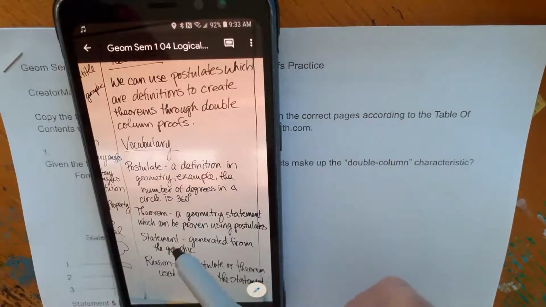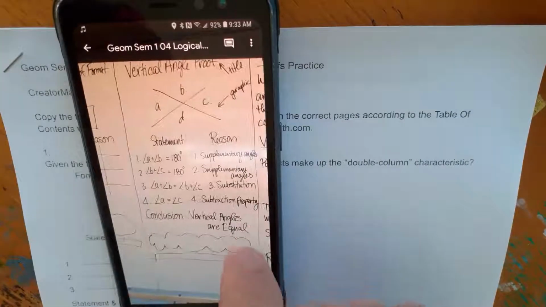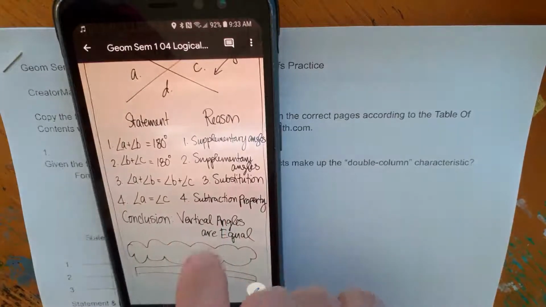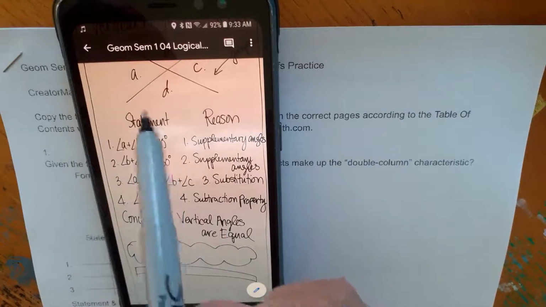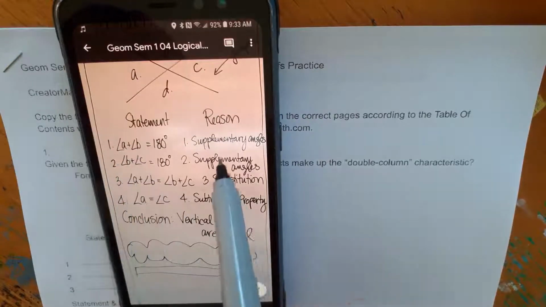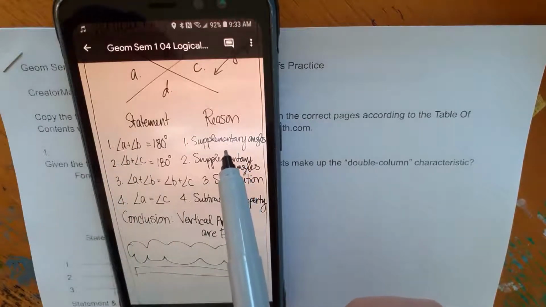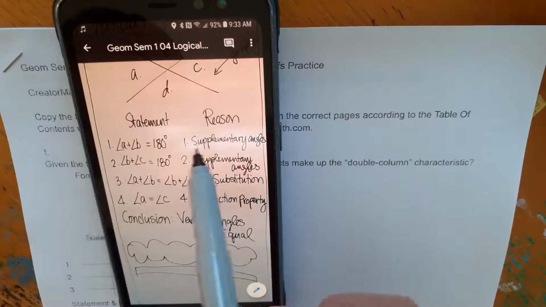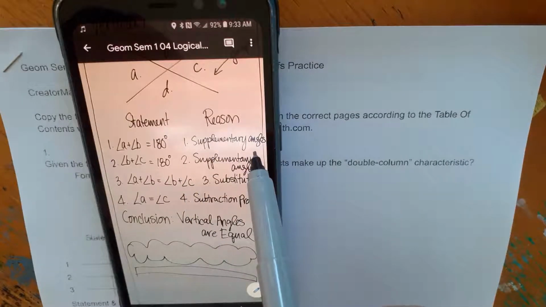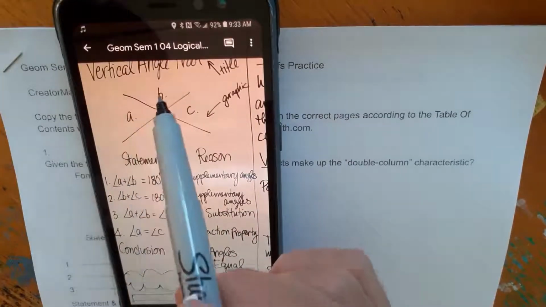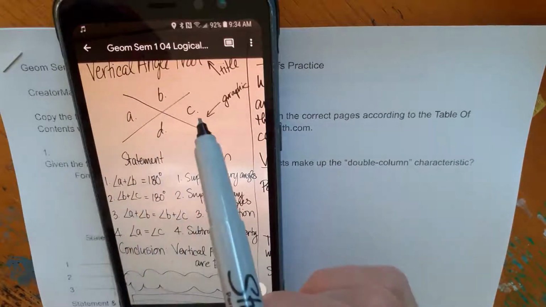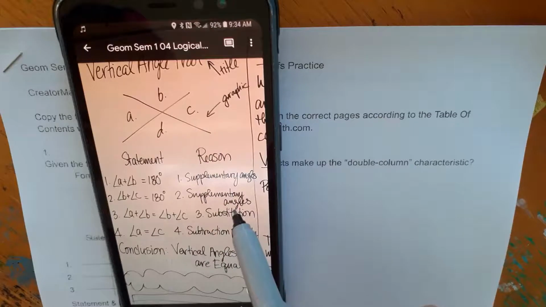The vocabulary is, it's got a statement and a reason, and let's look back at the format just for this one itself. And so if we have angle A plus angle B is 180, that would be a statement. And that is a rule for us. That's a definition. Those are called supplementary angles. So that goes in as the reason. We do it again, so we have A plus B is 180, then we have B plus C is 180, right, supplementary angles.